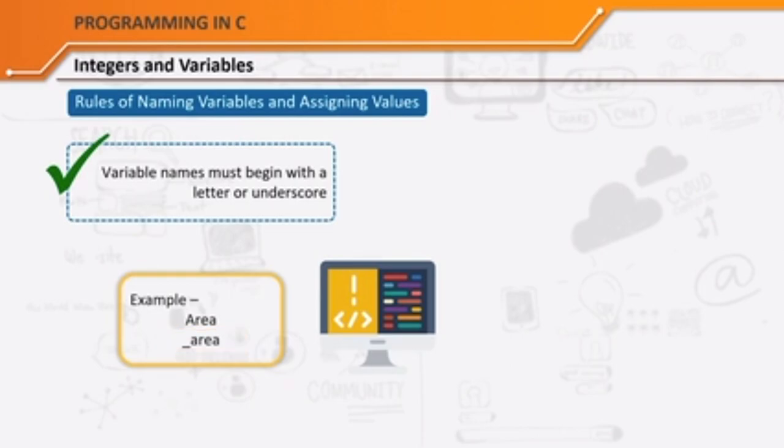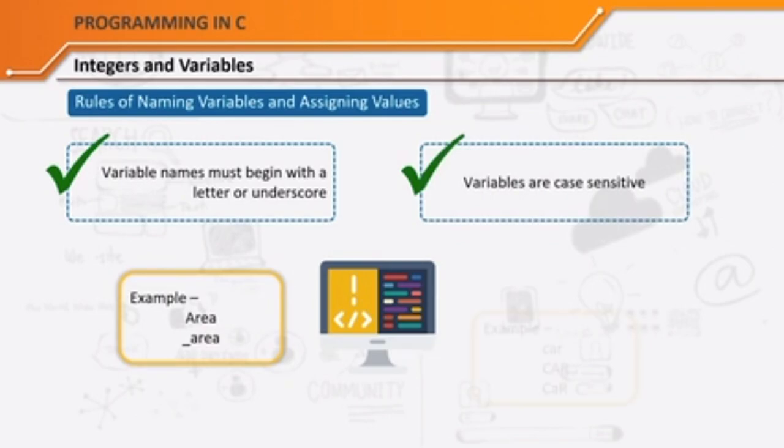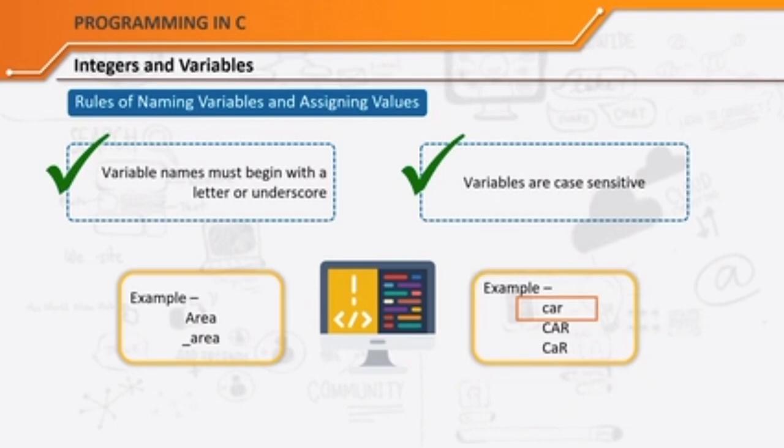The next rule says that variables are case sensitive, meaning the lowercase letters and the uppercase letters that are used in variables are considered completely differently. In the first example, car, we have used all lowercase letters for the variable name. In the second example, we have used all uppercase letters. In the third example, we have used a combination of uppercase and lowercase letters. The compiler considers all these three examples as three completely different variable names.